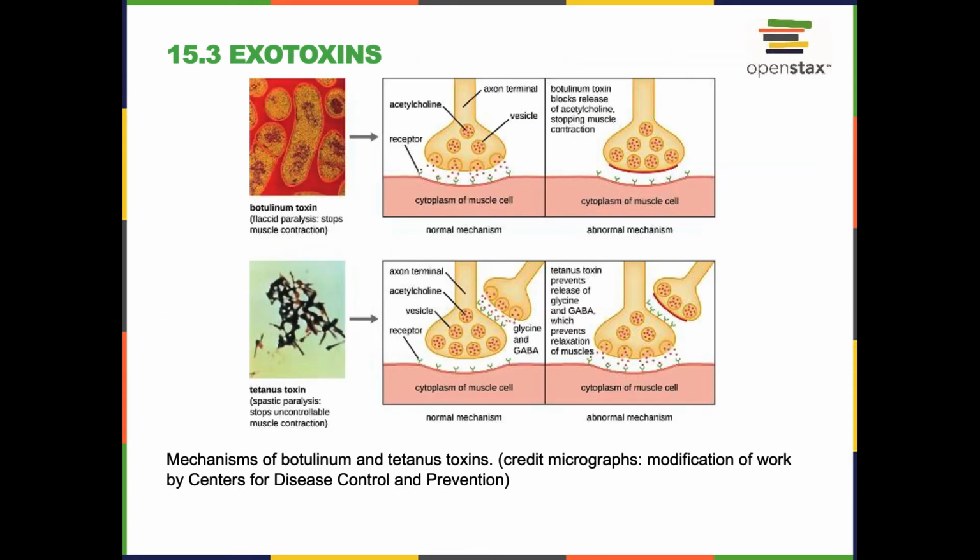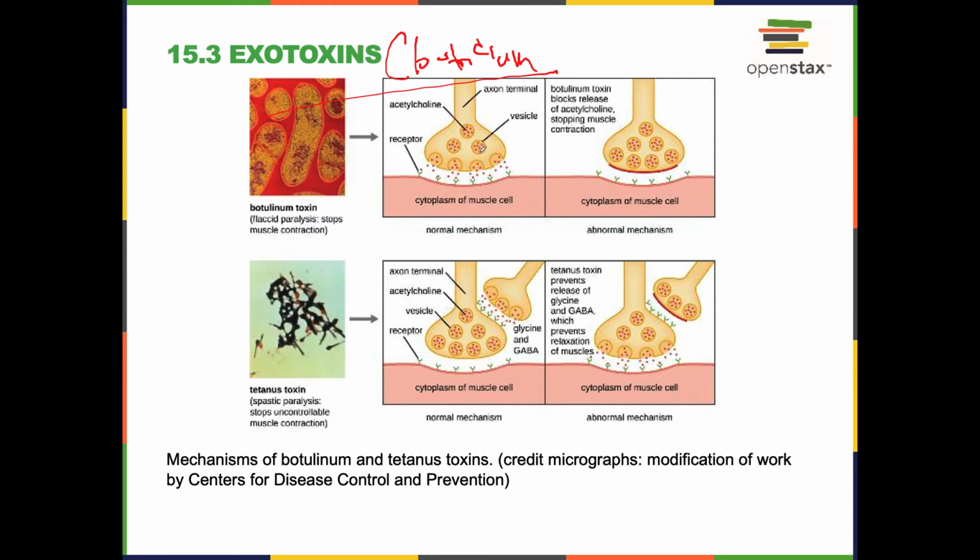So I just want to talk about 2 very related but different exotoxins, botulinum toxin and tetanus toxin. Both of these are secreted by species of Clostridium, Clostridium tetani versus Clostridium botulinum. Both of these are neurotoxins, so they're going to affect neuron signaling.